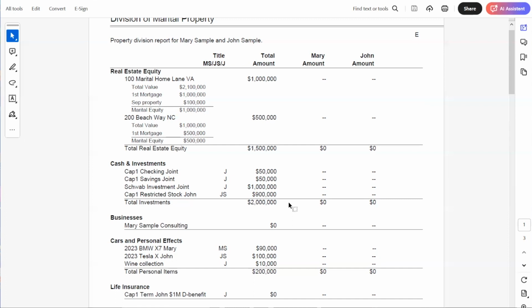And here we can see the title J is for joint. So it means that both Mary and John are titled on these accounts jointly. And this is the amount of money that they have in that account.